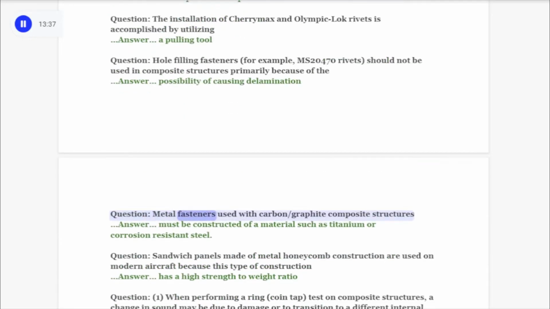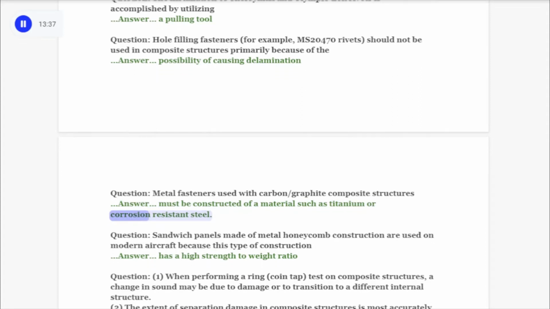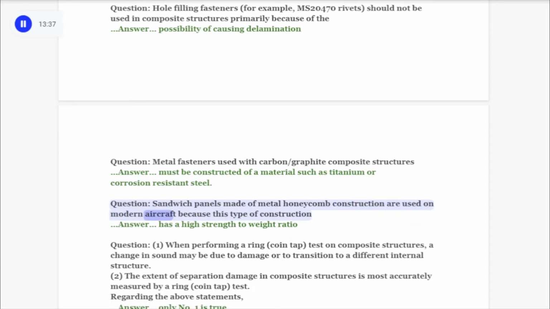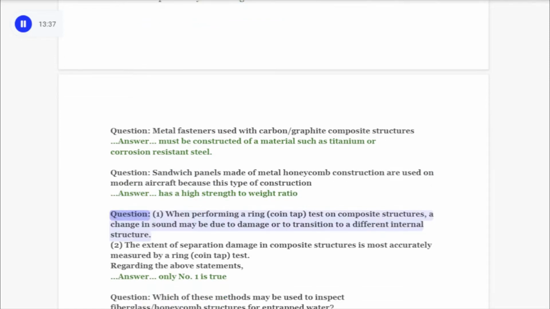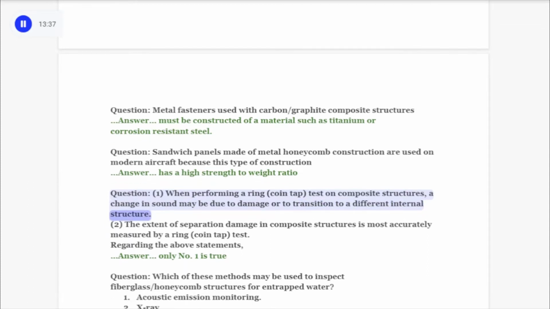Question: metal fasteners used with carbon/graphite composite structures. Answer: must be constructed of a material such as titanium or corrosion-resistant steel. Question: sandwich panels made of metal honeycomb construction are used on modern aircraft because this type of construction. Answer: has a high strength-to-weight ratio. Question: 1. When performing a ring, coin tap, test on composite structures, a change in sound may be due to damage or to transition to a different internal structure.